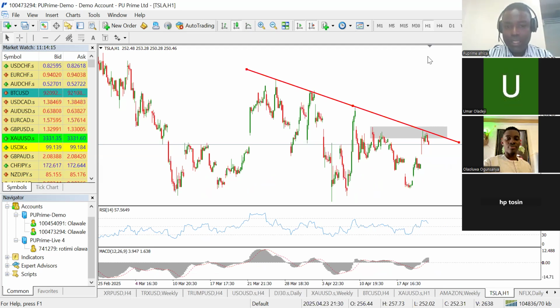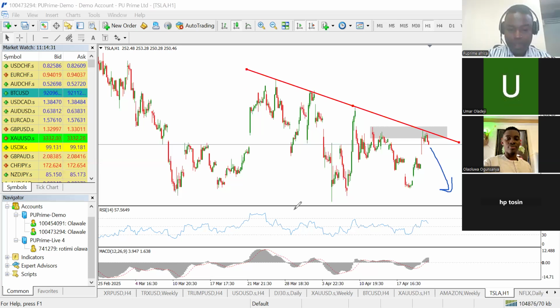And even on the technicals, we can clearly see that Tesla is on the downtrend. We have a descending trend line with a resistance. So there's a potential for further drop in Tesla stock. Also with all the other fundamentals of what is happening in the US, there may be some further bearish movement on Tesla.